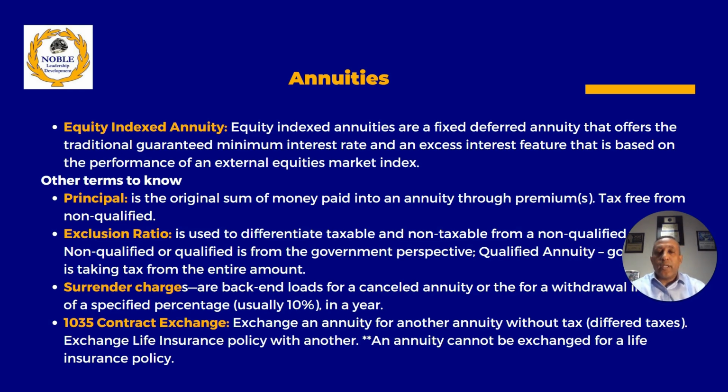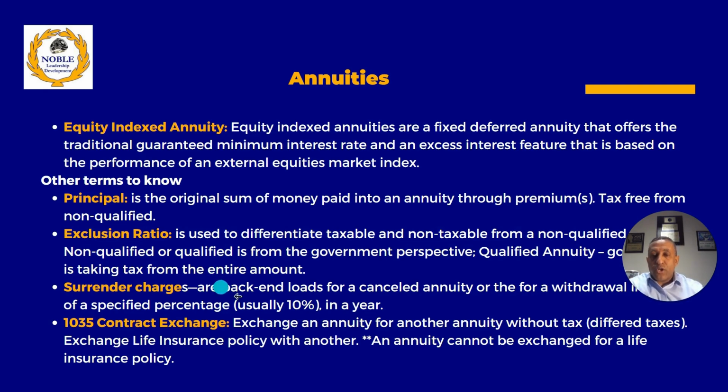Other terms to know in an annuity: the principal is the original money that you put into the annuity through premium. It could be one premium or multiple premiums. Return of premium is tax-free if it is non-qualified money that you put in. So when you take that money out, it's tax-free. The exclusion ratio is what we use to differentiate taxable from non-taxable amounts. It has to be non-qualified money, money from a bank. If it is a 401k or a qualified plan, everything is taxable.